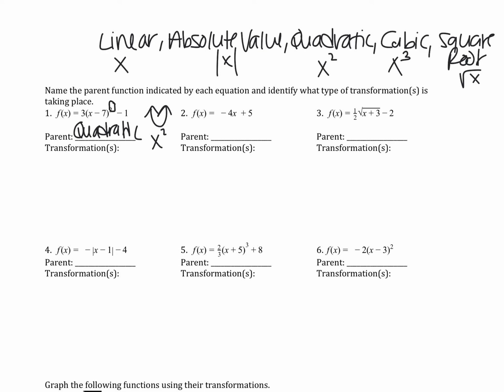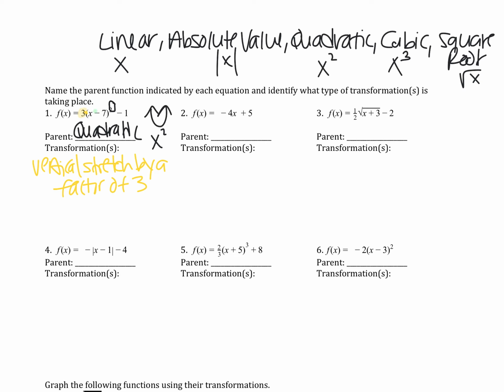So if I look first on the left, I see this 3, so it's being multiplied times 3. Remember, whatever is multiplied out in front, that stretches or shrinks our graph. So since it's bigger than 1, we're going to have a vertical stretch by a factor of 3. Then keep going to the right.